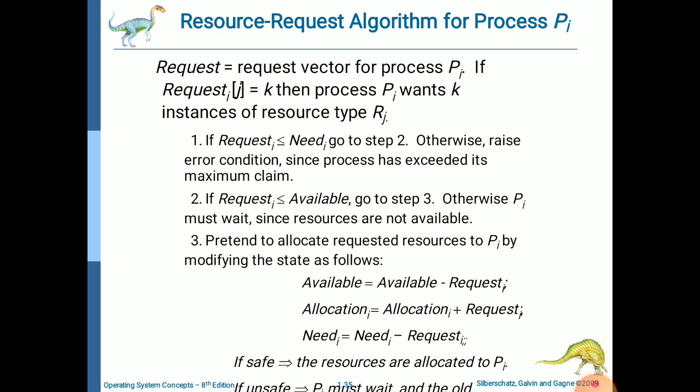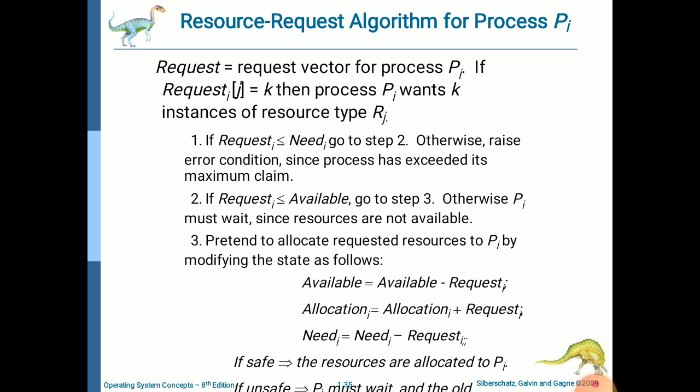If Request i[j] equals k, it means that the process is asking for k additional instances of resource type j. Then whether the resource should be allocated or not has to be checked here. If it is leading to a safe state, then it may be allocated. If it is not leading to a safe state, then it should be denied.